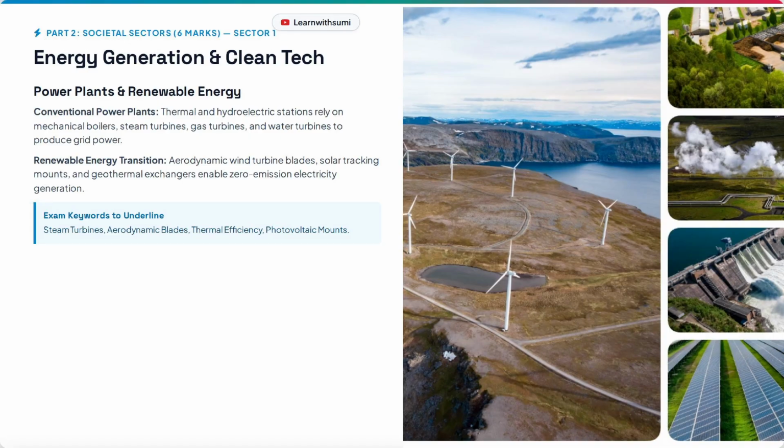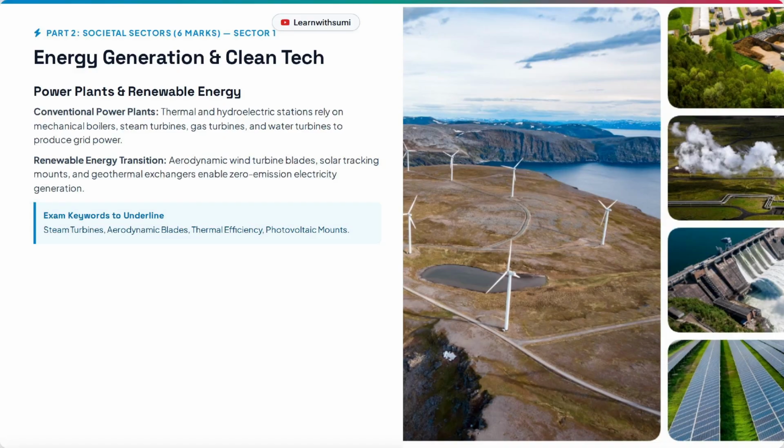Now we have steam and gas turbines. A turbine is a wheel fitted with dozens of curved blades. When high pressure steam or hot gas hits those blades, it spins the turbine shaft at thousands of RPM, which turns an electrical generator to make electricity.